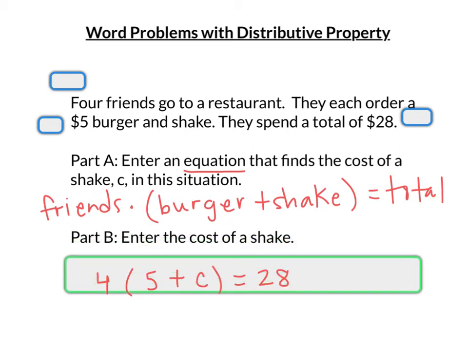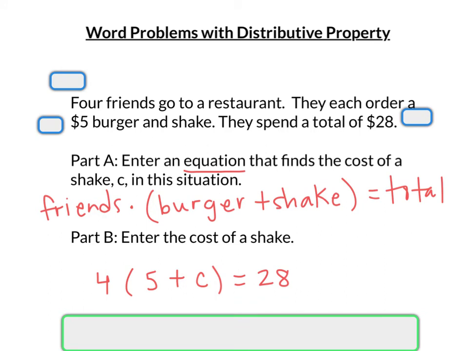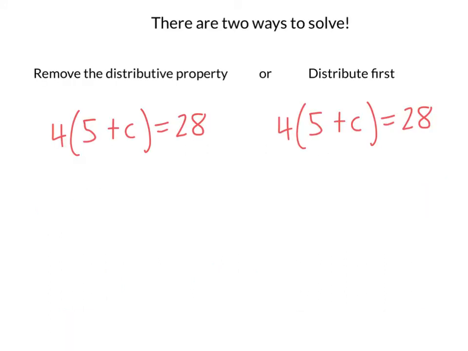So now let's take a look. We had one more part to do. So for part B, enter the cost of a shake. So now what we want to do is solve this equation. There are 2 ways that you can solve this equation. The first is that you could remove the distributive property, which works best if your factor that's outside of the parentheses, in this case 4, is a factor of 28, because that will make for a nice answer when you divide out to remove the distributive property. And then the second would be to distribute first. So we're going to take a look at both of them.